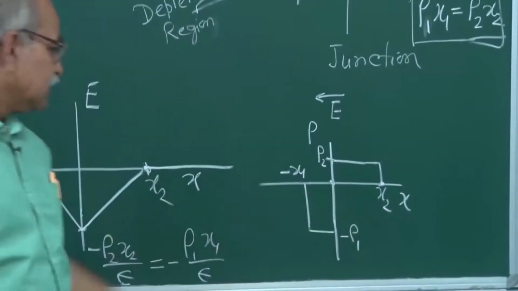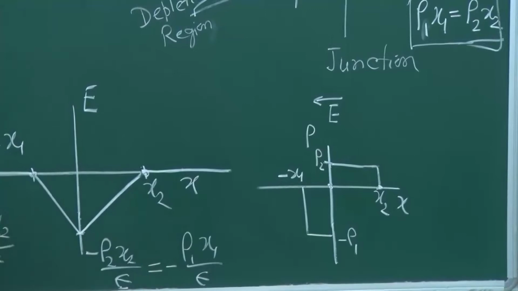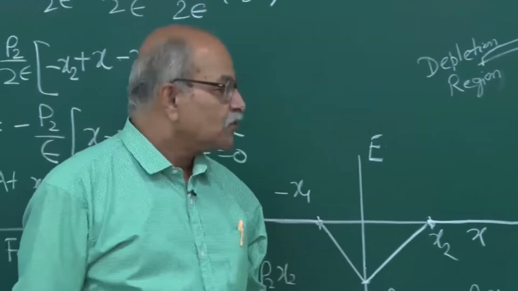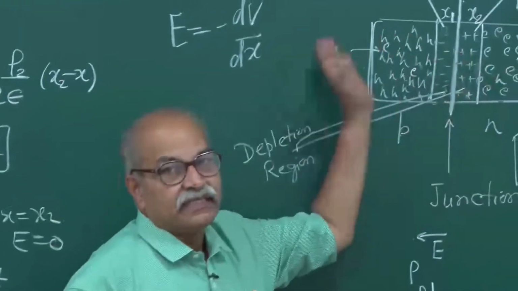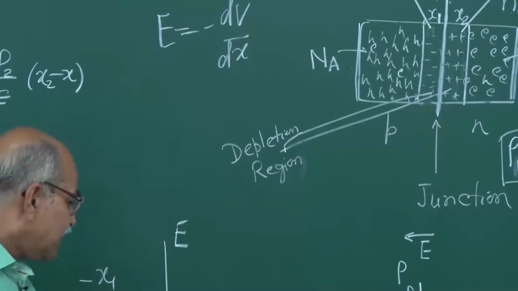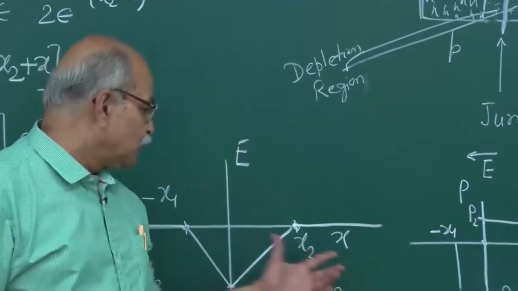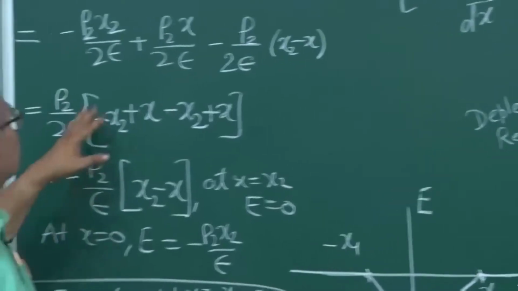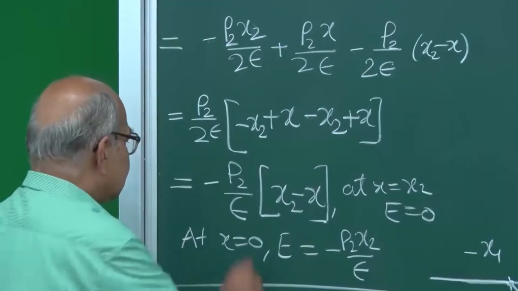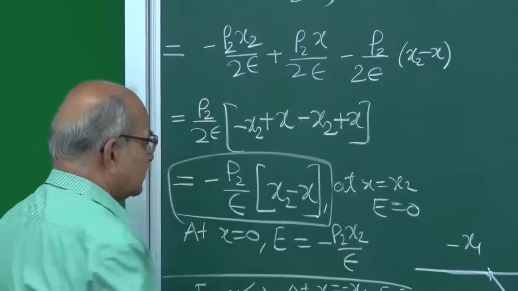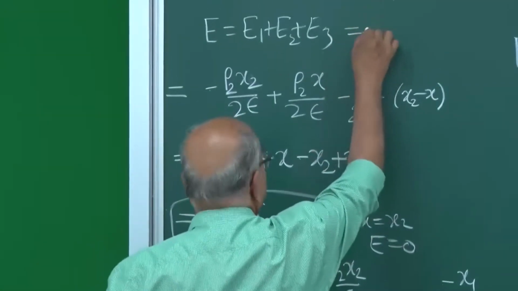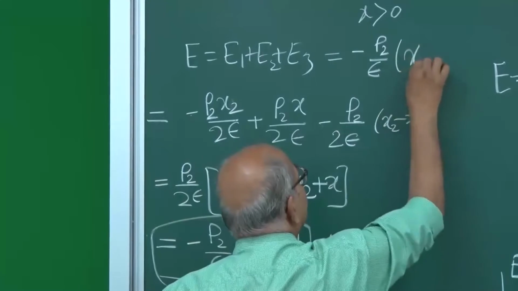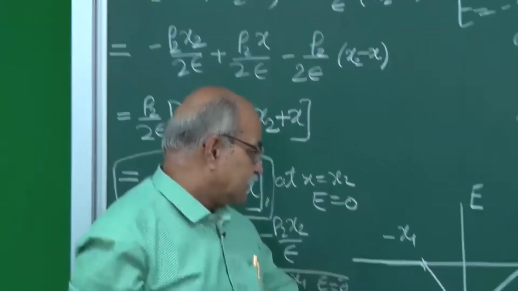So, this is that rho versus x distribution, and from here we calculated E versus x, and that was this. Now, today we will be talking of a potential difference across this junction. To calculate that, we have this electric field. Let us do it in this region right of the junction. The total electric field is given by this expression: minus rho 2 over epsilon times x2 minus x. It is this straight line.